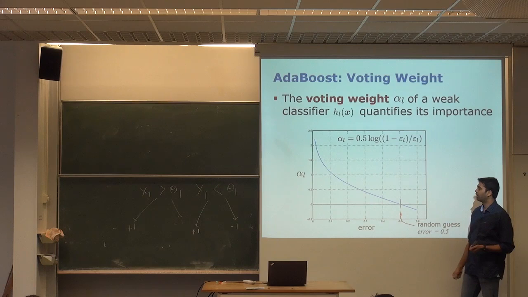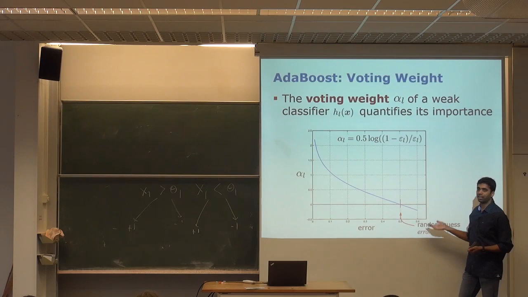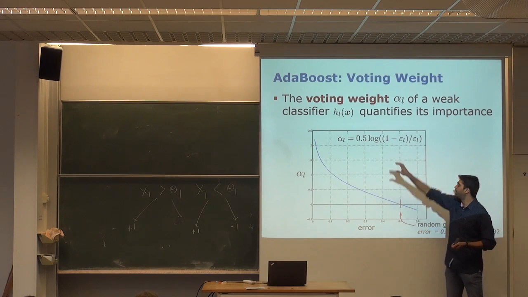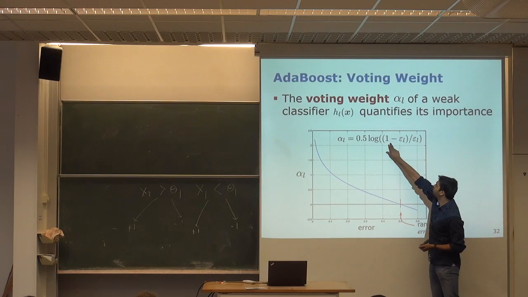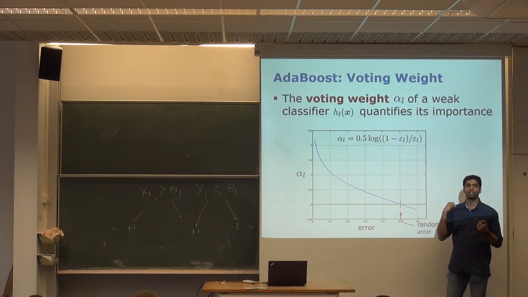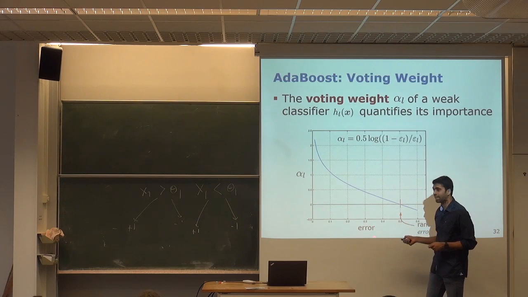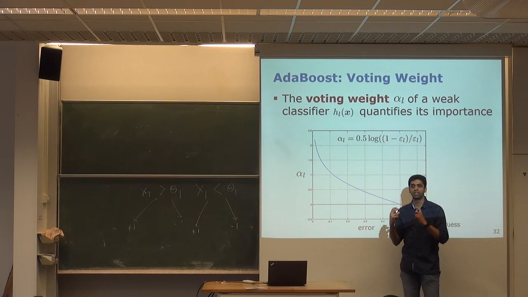If your error rate is 0.5, then it means that you are just as good as random guessing, which means that the voting power you have should be zero. So if you plug in 0.5 into this formula, this becomes (1 minus 1/2) divided by 1/2, which is 1. Logarithm of 1 is 0, so you get 0. So if you are as bad as random guessing, the power to vote you have is 0. Whereas if you're more accurate, the power that you have increases. The more accurate you are, which means the fewer errors you make, the higher your voting power, the more your say, the more your decision will be counted in the final say.